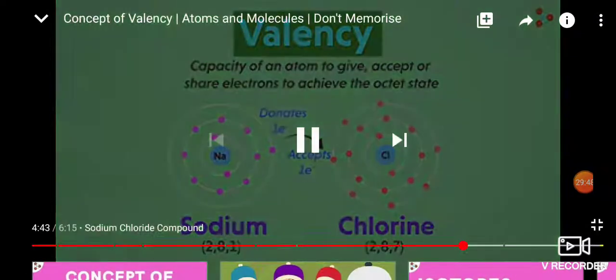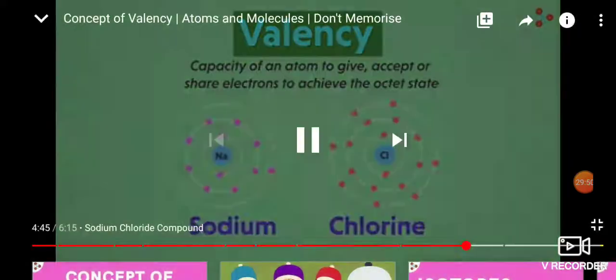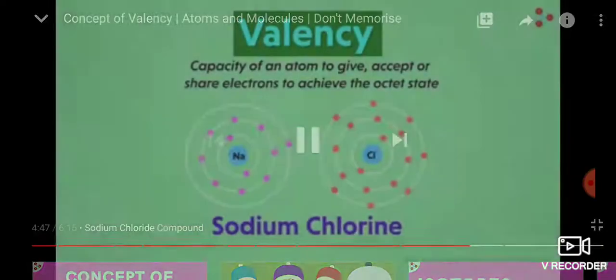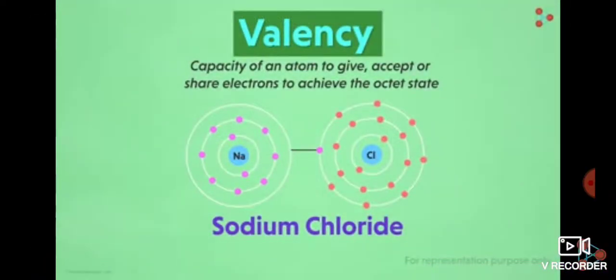Yes, that's absolutely correct. And that is what helps in the formation of the sodium chloride molecule. Chlorine needed 1 electron which it got from sodium, and sodium gave 1 electron as it was the easiest way to achieve stability. So the valency of both sodium and chlorine is 1.